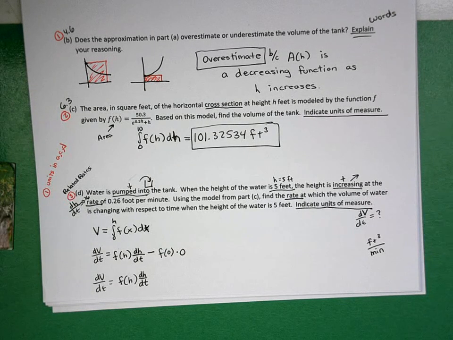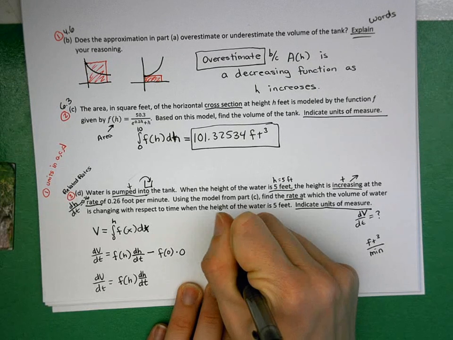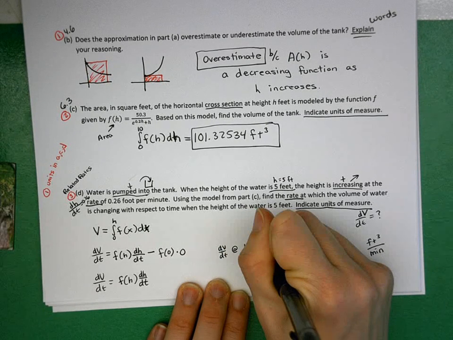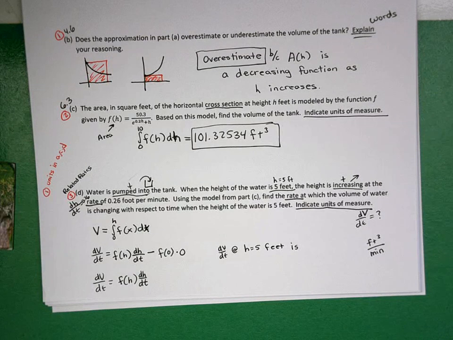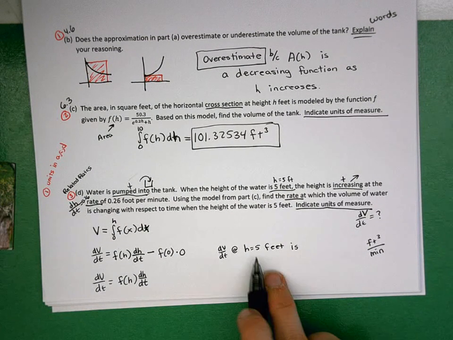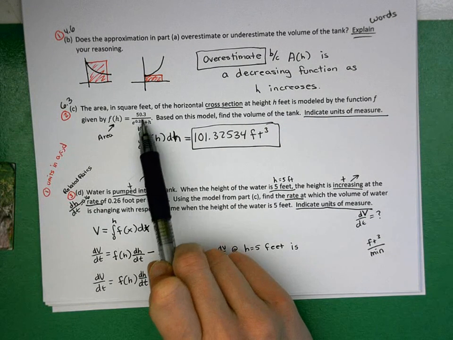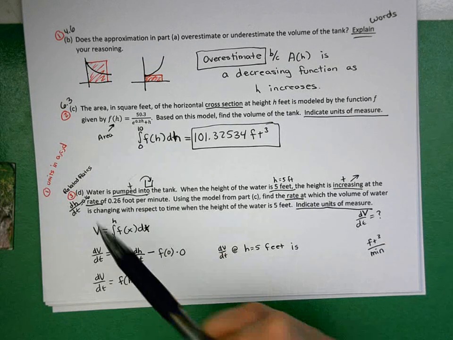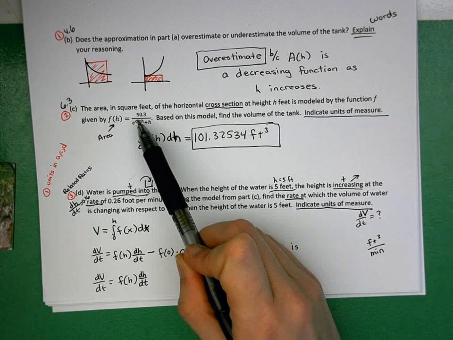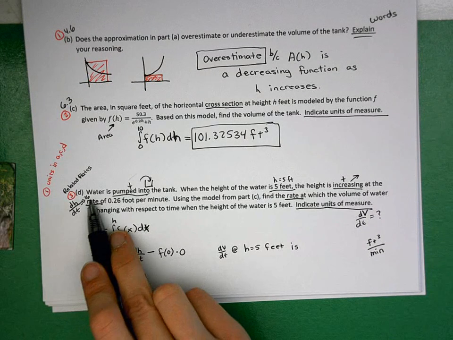And so my dV/dt at h equals 5 feet is, and then it's a calculator one, so you can use your calculator as much or as little as you would like. We need to plug in our 5 feet here, and so if you wanted to, you could plug in 50.3 over e to the 0.2 times 5 plus 5, plugging your 5 into your f function. And you could get that value and then multiply it by your dh/dt, which is 0.26.